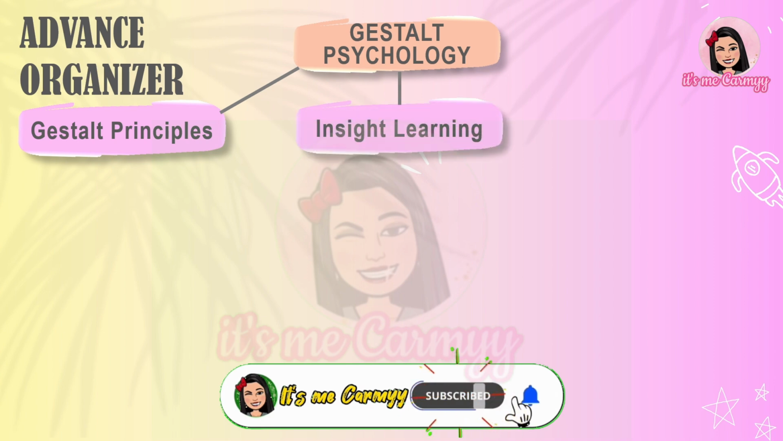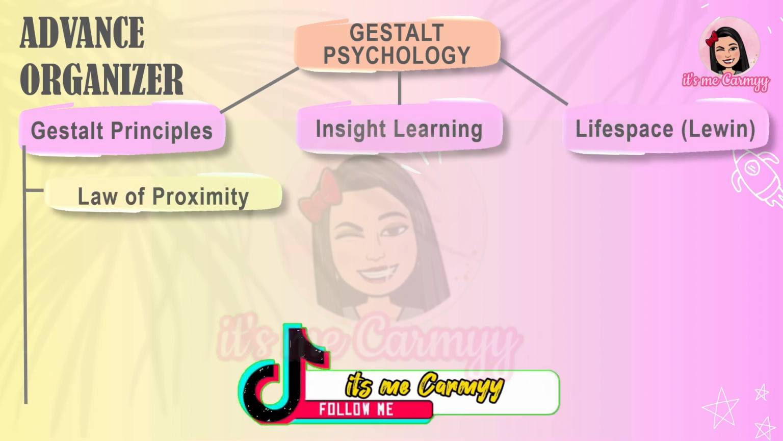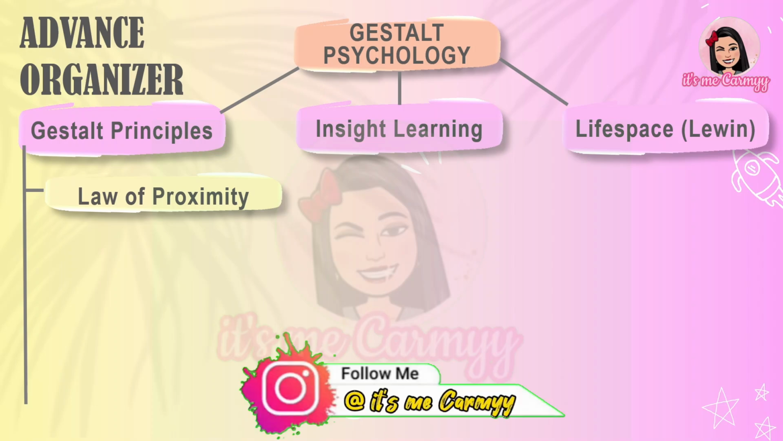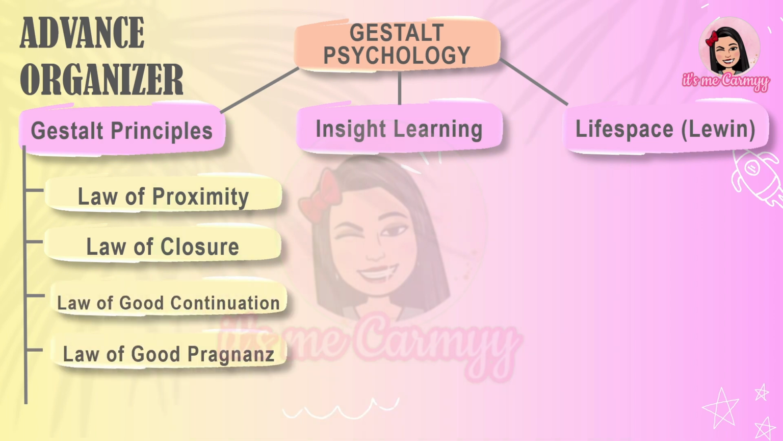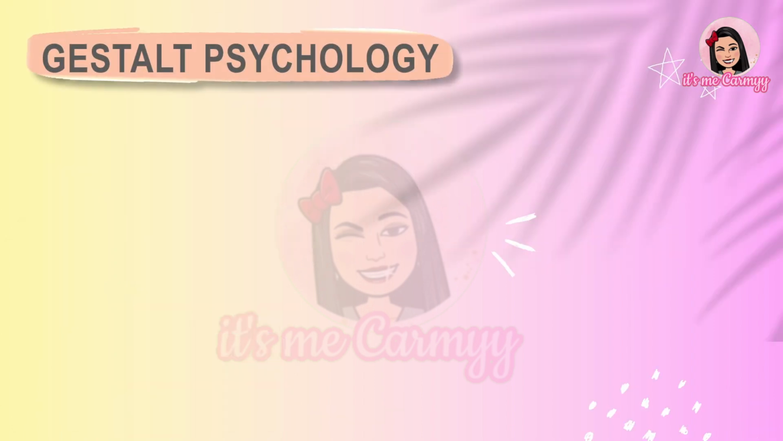Gestalt principles, insight learning, and life space of Lewin. In Gestalt principles, there is the law of proximity, law of closure, law of good continuation, law of good pragnanz, and the law of figure or ground. While in life space, there are inner forces and outer forces.